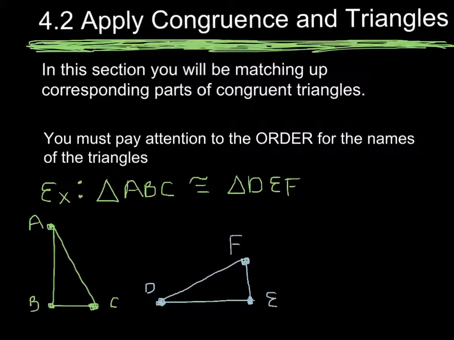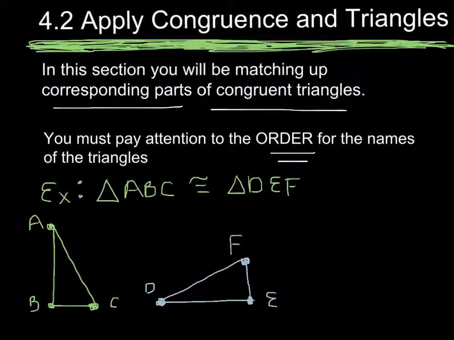In 4.2, we are continuing our work with triangles, and today we are going to focus on proving that triangles are congruent. In this section, you will be matching up corresponding parts of congruent triangles. You must pay attention to the order of the names of the triangle. For example, in my first example, I have triangle ABC is congruent to triangle DEF.